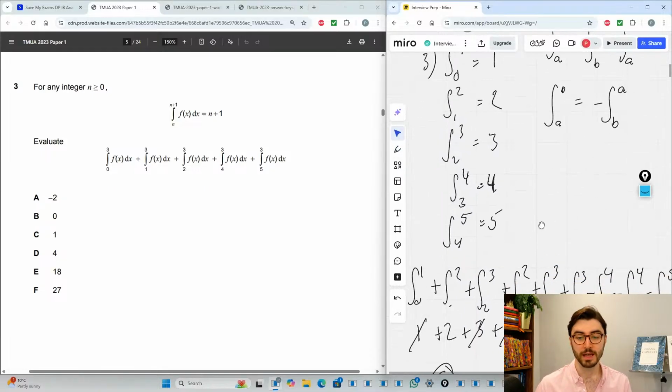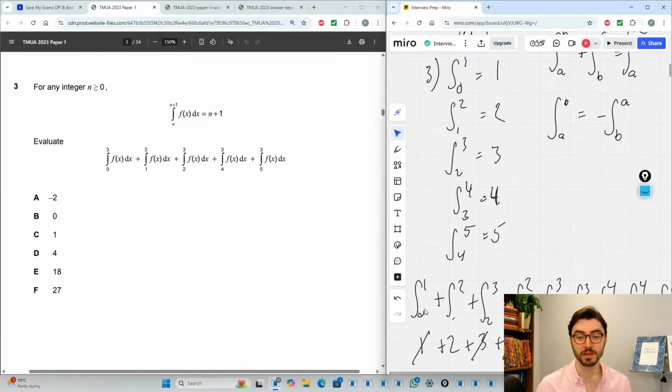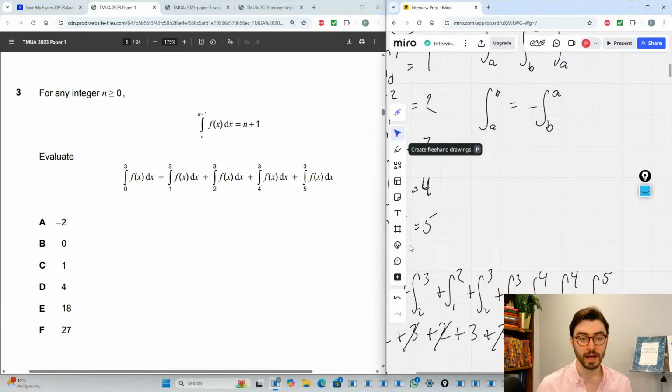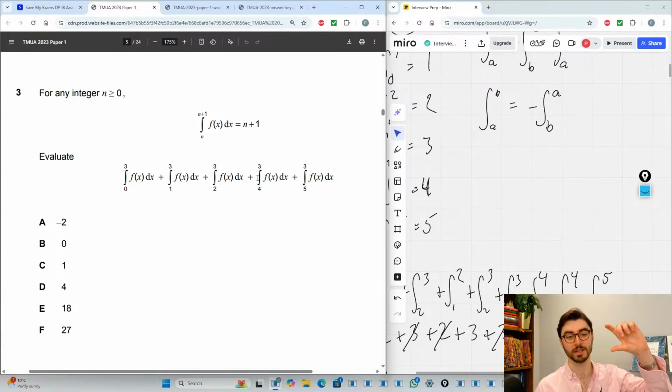So that's how I said integral from 0 to 3 is 0 to 1 and 1 to 2 and 2 to 3. And then 1 to 3 is 1 to 2 and 2 to 3, etc. And then I was able to here say that is equal to minus the integral from 3 to 4 and minus the integral from 3 to 5, which is 3 to 4 and 4 to 5, both subtracted off.